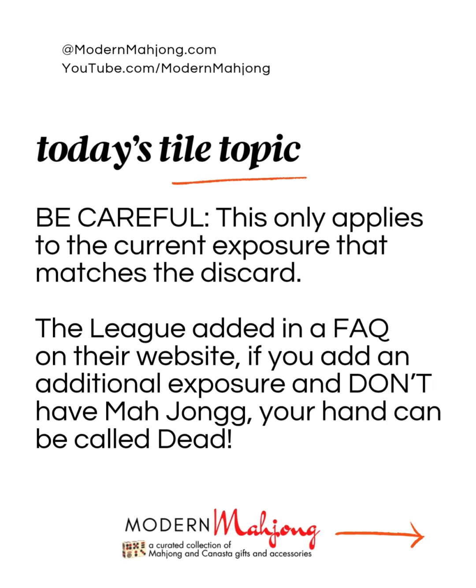Be careful here. This whole discussion is only talking about that exposure that matches the discard. So it's a north and you put up norths and by accident include a west, you could change that. If you complete that exposure and add another exposure of 3 souths, and then say, whoops, I don't have Mahjong, the league said on their frequently asked questions on their website, you now have a dead hand. So somebody could call your hand dead if that second exposure did not give you Mahjong.